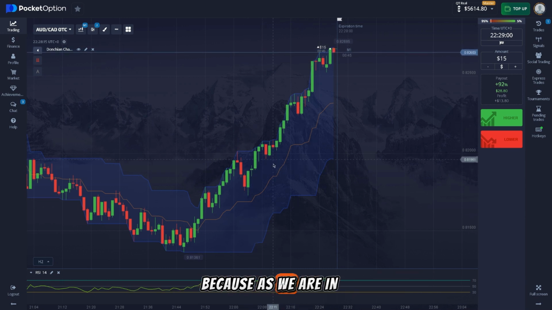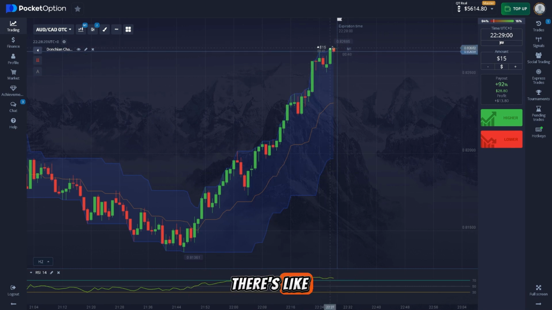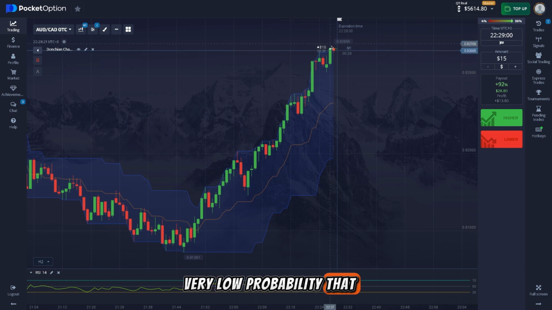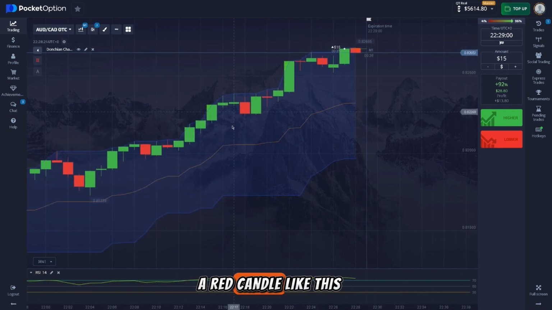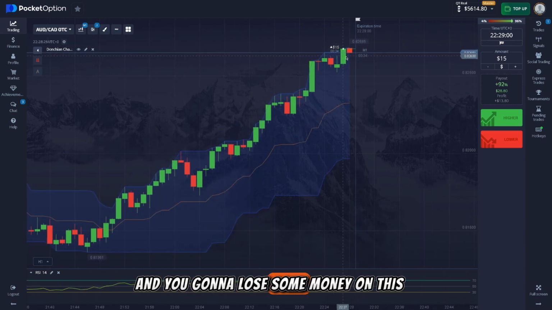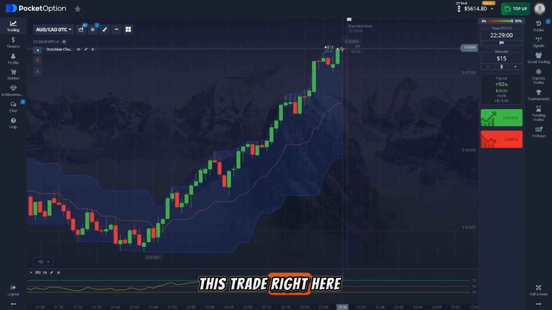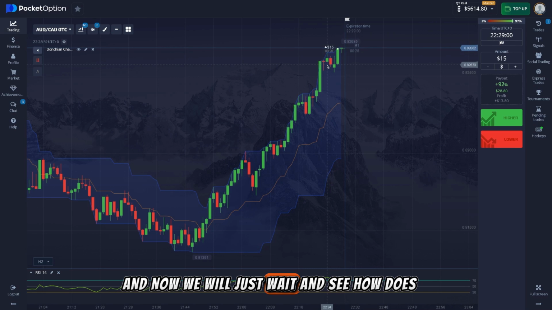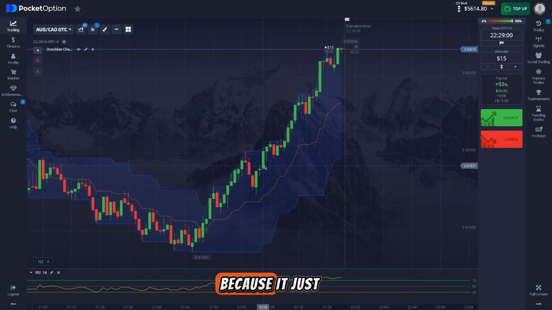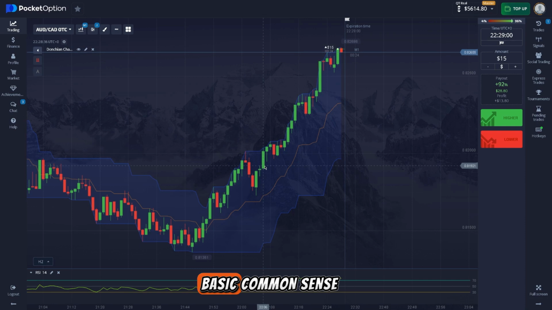as we are in an upwards rally, there's very low probability that you're gonna have a red candle like this and lose some money on this. So that's why I just placed this trade right here, and now we will just wait and see how this trade goes, because it's just basic common sense.